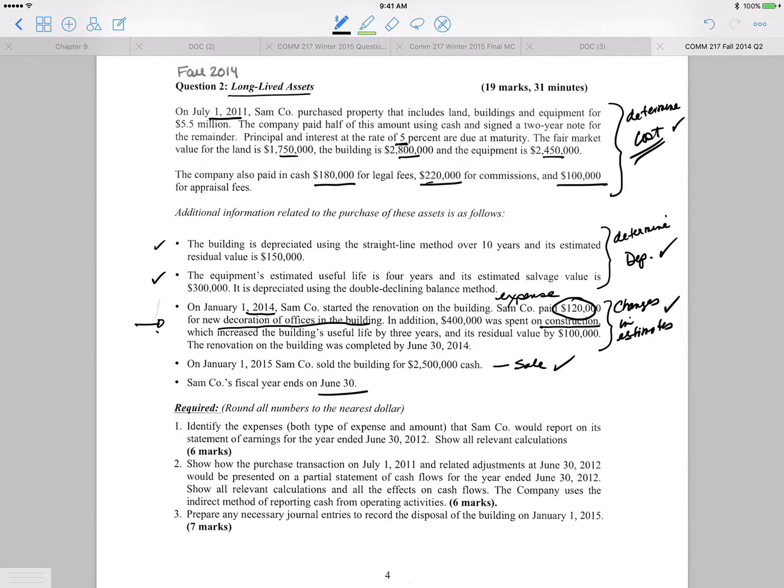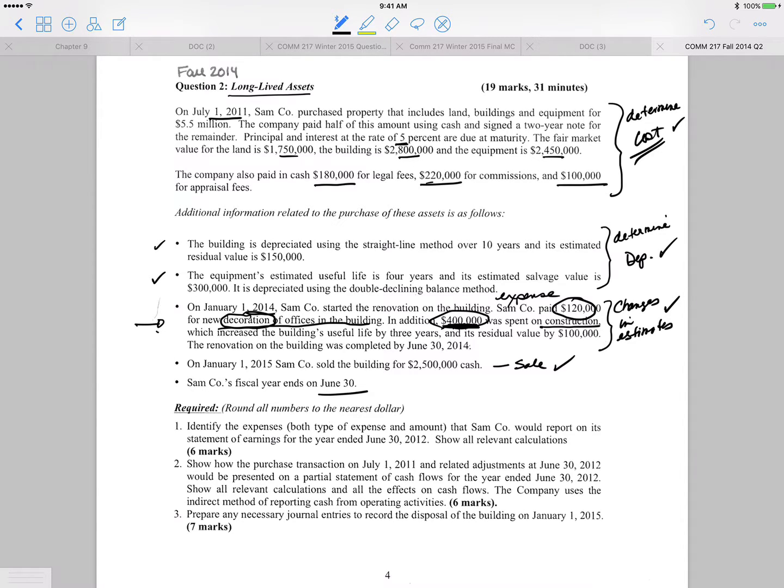This is not going to add to the value of the building in any way, its useful life or its residual value. It's just decoration. So this does not get capitalized. It's simply an expense on the income statement for that year. This $400,000 is going to be capitalized because it increases the building's useful life and the residual value. So it's what we call a major improvement to a building, and this $400,000 gets capitalized.